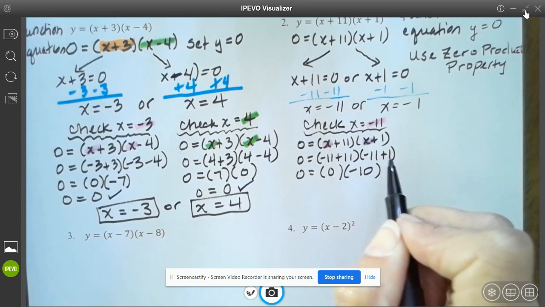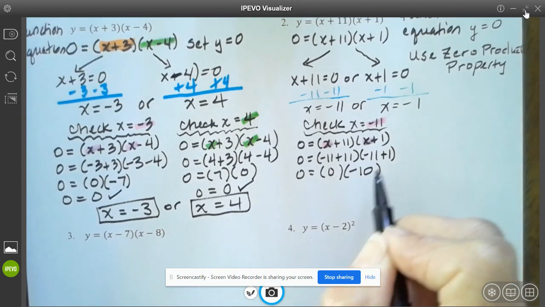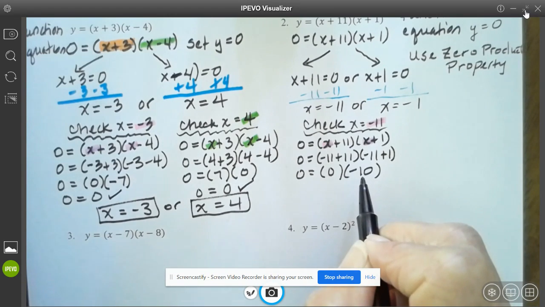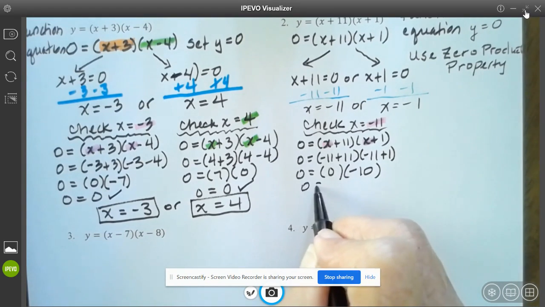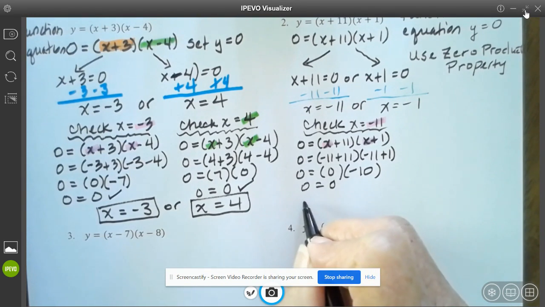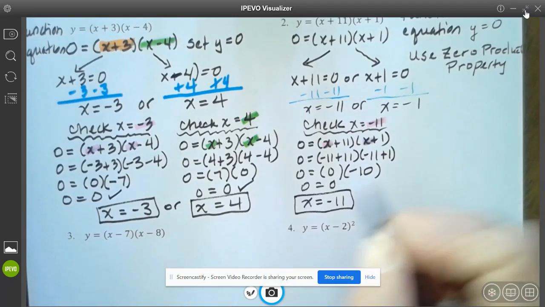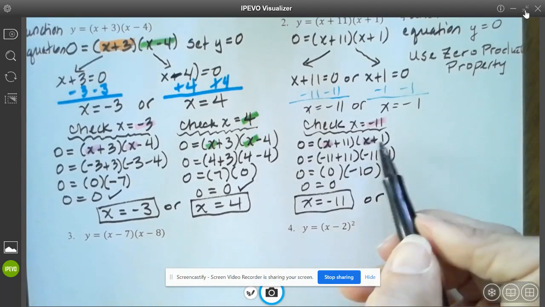Even if I made a mistake in the adding of this, negative 11 plus 1 is negative 10. Even if I made a mistake, it wouldn't matter, because we have this 0 here. 0 times anything is 0. And so this check actually shows you the zero product property in real numbers, which is easier to understand than saying either this has to equal 0 or that has to equal 0.